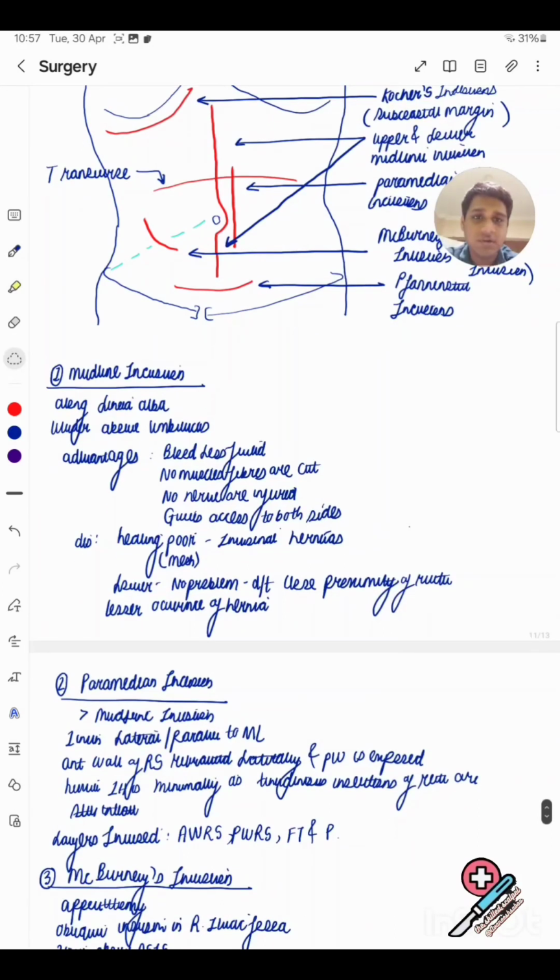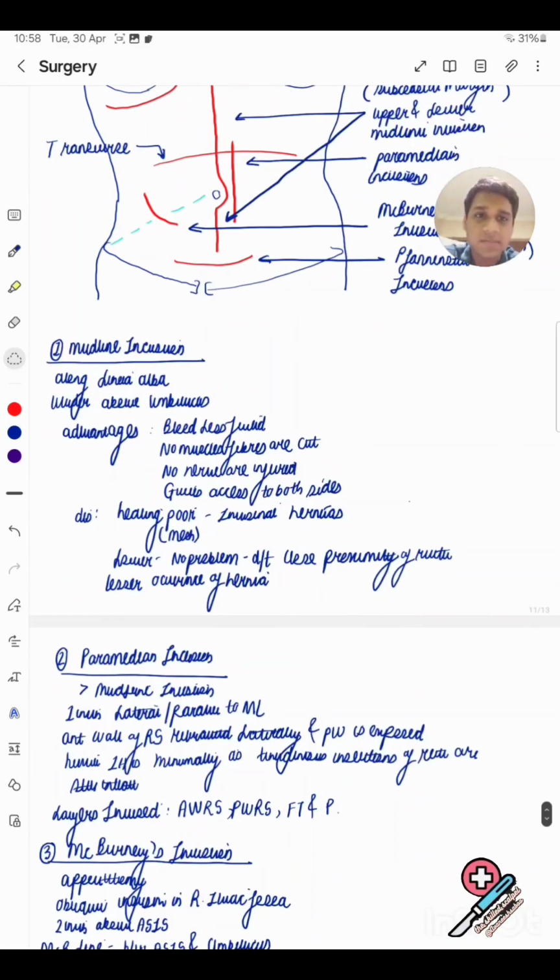The advantage of taking an incision above the umbilicus is that it is a bloodless field. No muscle fibers are cut, as we know that below the umbilicus the linea alba is present, where many muscle fibers attach. So if we take an incision above the umbilicus, no muscle fibers will be cut and no nerves will be injured. It gives access to both sides. As we know, it is a midline incision. It gives access for surgery on both of the sides.